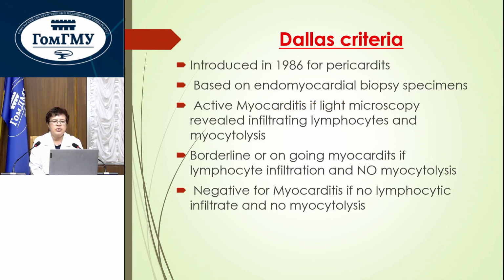Dallas criteria were introduced in 1986 for myocarditis and are based on endomyocardial biopsy specimens. Active myocarditis, according to these criteria, is diagnosed if light microscopy reveals infiltrating lymphocytes and myocytolysis. Borderline or ongoing myocarditis if lymphocyte infiltration and no myocytolysis, and negative for myocarditis if no lymphocytic infiltrate and no myocytolysis.